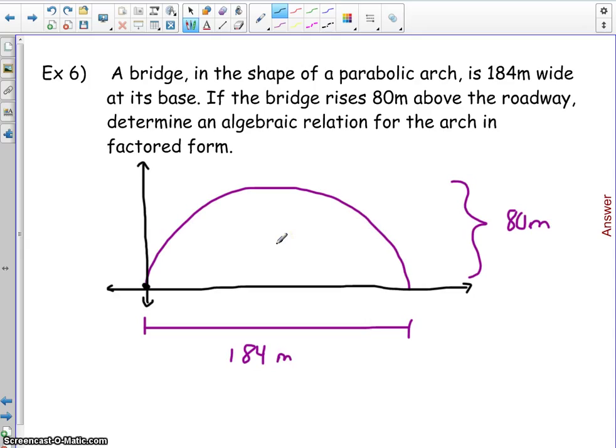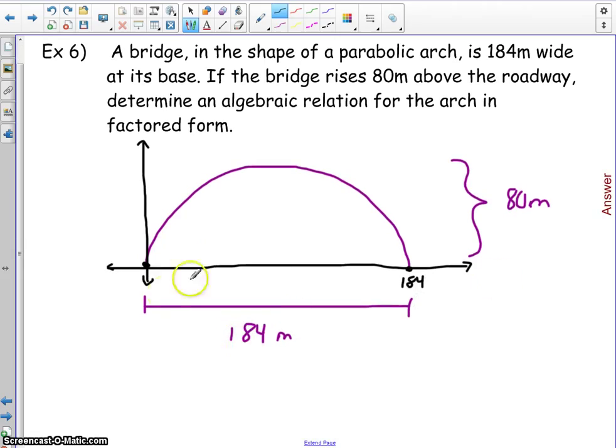Your equation might be slightly different in the end depending on which approach you take, but what you get is going to be equivalent regardless. It's still going to be a representation of the archway. So once I have this archway on my Cartesian plane, I can start getting some points off of this. Right away from looking at the graph, I can see my two x-intercepts. I've got one here at the origin, and I've got another one over here, 184 meters over at x equals 184.